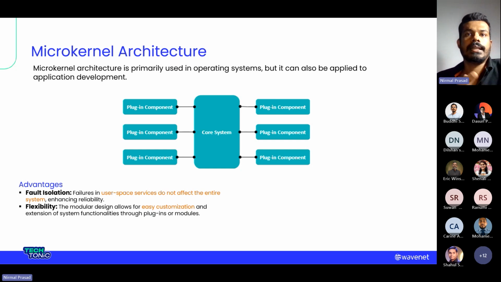Why do we use this kind of architecture in the operating system? Fault isolation is there, because every plugin and every user in the system is separately managed by the core system. That means the kernel manages different user spaces, and all the running processes are isolated from each other. They are not running independently. Then fault isolation is there. That's why our operating system is running properly. One application does not affect the other one. And flexibility is there, because you can integrate any plugin component into the core system.